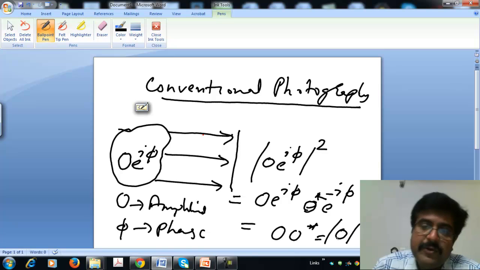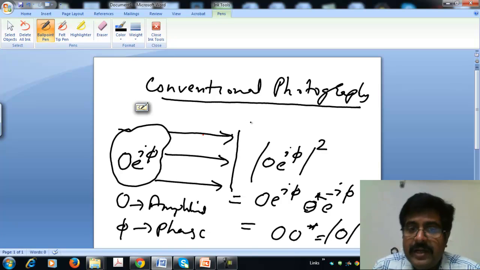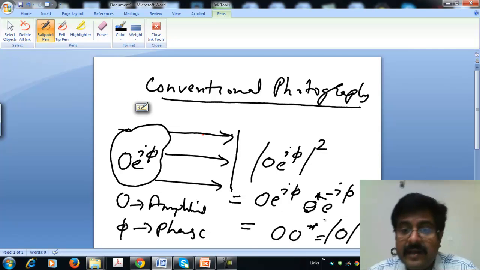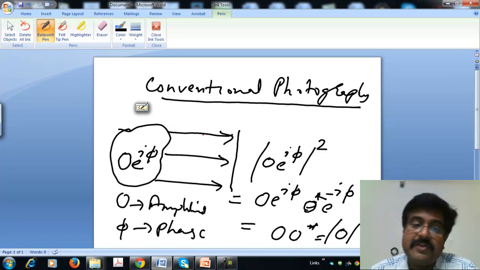So the square of the amplitude. That means conventionally one is able to record only the intensity distribution or the average intensity distribution. Inherently, the phase information is lost. That means the 3D information is lost in conventional photography.